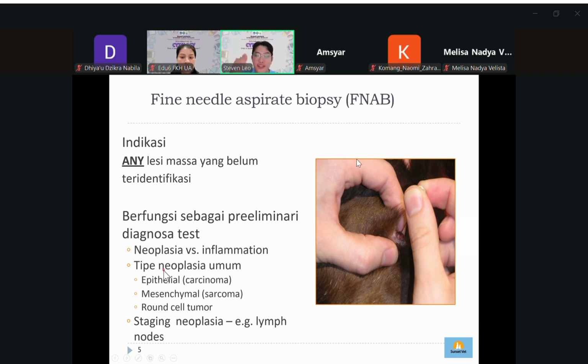If it's neoplasia, these are the things you need to think about. Okay, Dr. Steven, I think this is more cancer, so I'm gonna think about whether it's epithelial, mesenchymal, or round cell. Epithelial, usually we call carcinoma. The mesenchymal, we call sarcoma. And the round cell, we are going to discuss next.